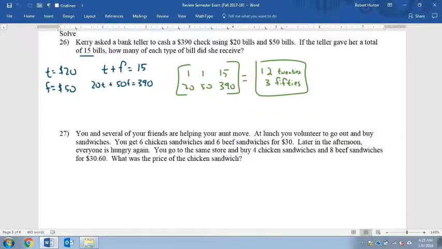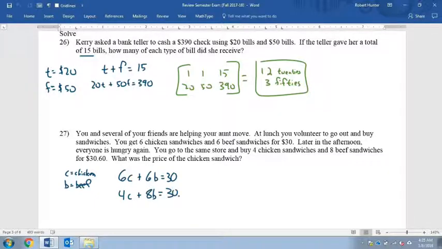Okay, so here we go. You got 2 types of sandwiches. We'll use C for chicken, and we'll use B for beef. So this one, they actually are wanting to find the prices. So these are still grocery lists. They just gave you the amount and the number instead of the price. So you got 6 chickens plus 6 beefs for $30. Later on, you got 4 chickens and 8 beefs for $30.60.